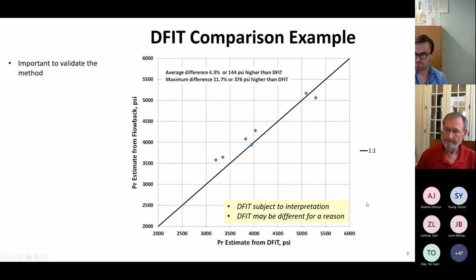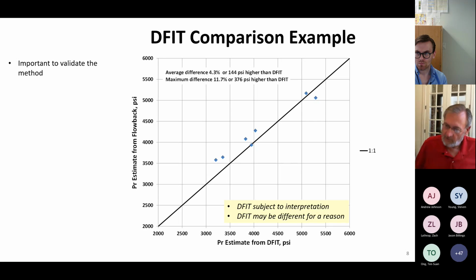One of the things that I noticed on the 1-to-1 line is that the initial pressure estimation from flowback is consistently higher than that of the DFIT. Did you guys use a correlation coefficient of some sort in order to bring your initial pressure down to where the DFIT would be? And I guess, what do you think would be causing the estimate to be higher, if there's anything more than just the frac charge aspect of it?